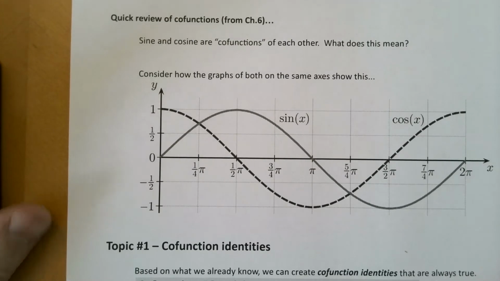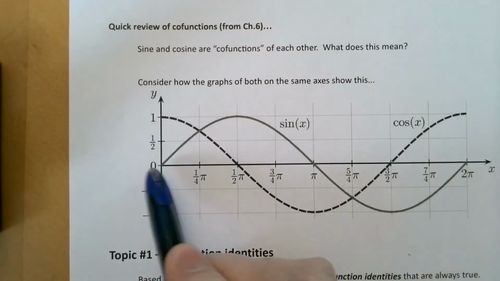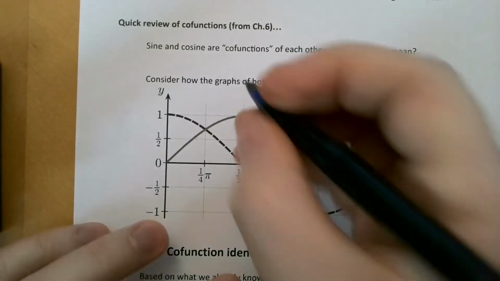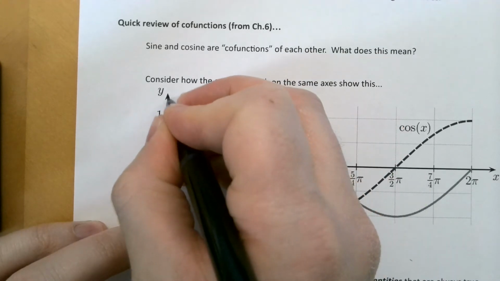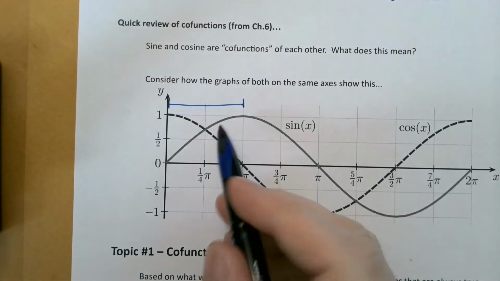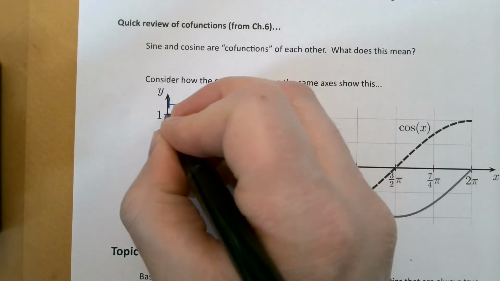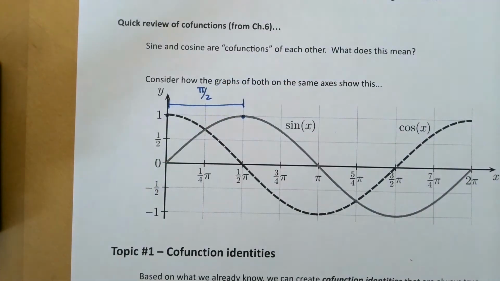Remember, they are cofunctions of each other, meaning they're more or less translations. Like if you look at cosine, at 0 cosine starts at 1, but if we were to do a horizontal shift of that many units, we would end up with sine right here. So if we look at what this distance is, this is a distance of pi halves units.